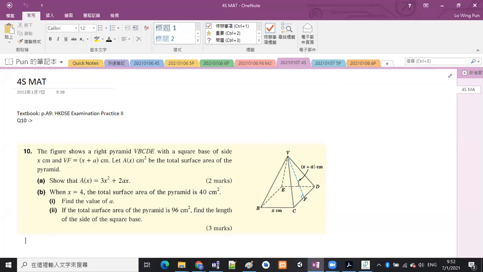The figure shows a right pyramid VBCDE with a square base of side x cm. Okay, so BCDE is a square of side x cm, and then VF is equal to x plus a cm. VF is the height of the triangle VCD. Okay, when CD is the base, then VF is the height. Let A(x) cm square be the total surface area of the pyramid.